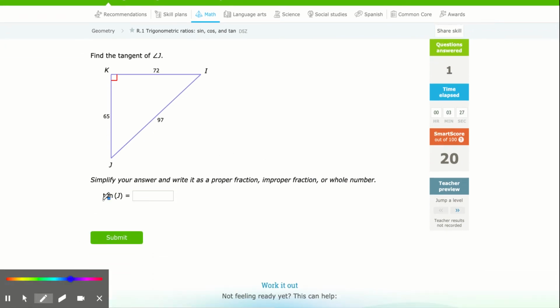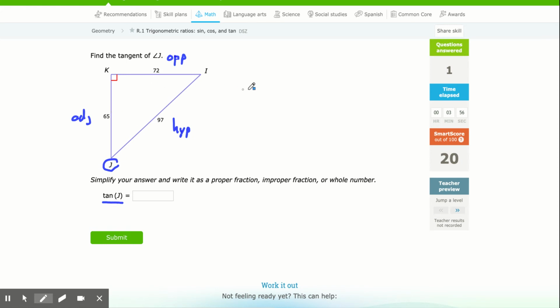For this one here, I'm going to take the tangent of J. Here's J. First thing I do is I identify the hypotenuse, and then I identify the opposite side, because that's opposite J. So this is opposite, and then I identify the adjacent side, which is the side that forms angle J with the hypotenuse. Tangent is, look at your paper that you just wrote them down on, opposite over adjacent. Opposite over adjacent, 72 over 65.